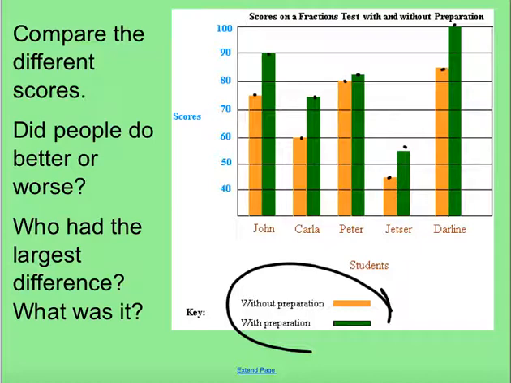The second question, who had the largest difference? Well, we see, okay, John went from about a 75 to a 90, so a difference of 15. Carla went from 60 to about 75, also a difference of 15. Peter, it looks like he maybe only grew maybe 2.5. Jetser went up by 10 or so. And Darlene also went up by 15. So we would say there's 3 people that had the greatest difference, and that would be John, Carla, and Darlene, all growing about 15 points.